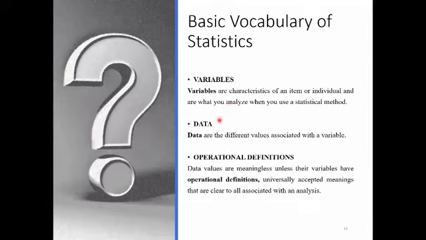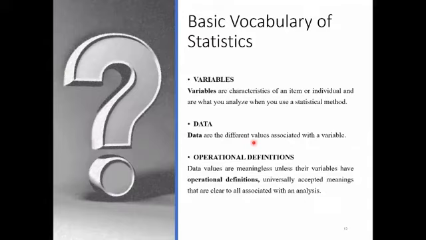Then you have something called data. Data are the values associated to those variables. So for example, take sales. Sales in 2015, say it's $25,000. So that's data, the value associated with the variable.